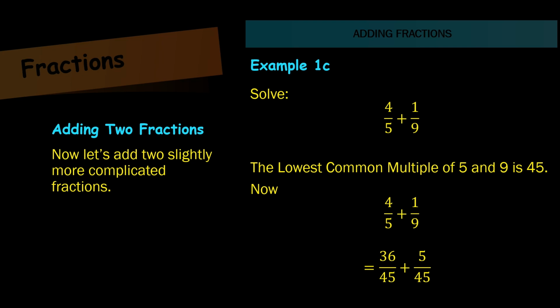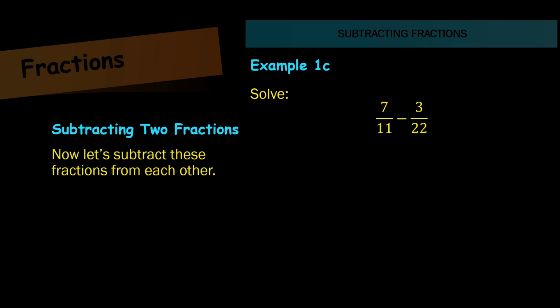Finally, add the numerators to give 41 and leave the denominators alone to give 45. Now let's subtract two fractions from each other. As before, convert the fractions so the denominators are the same.